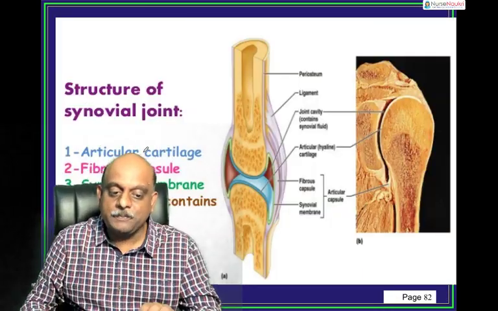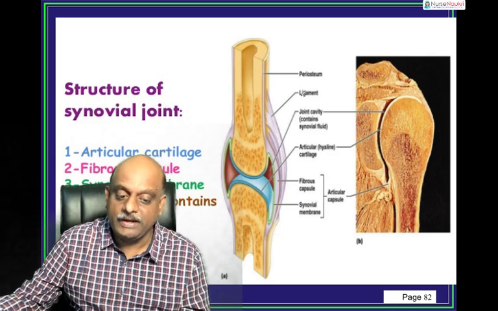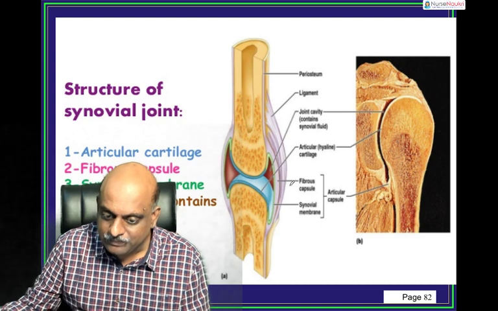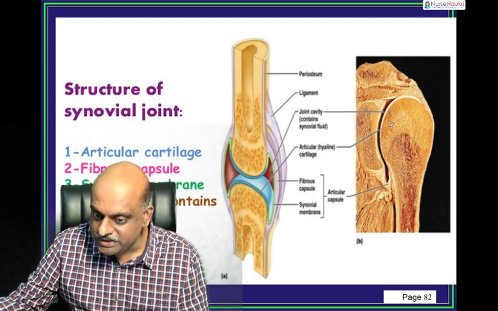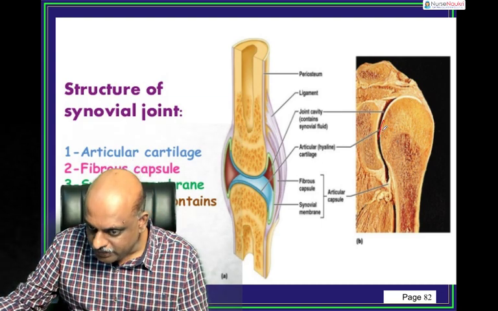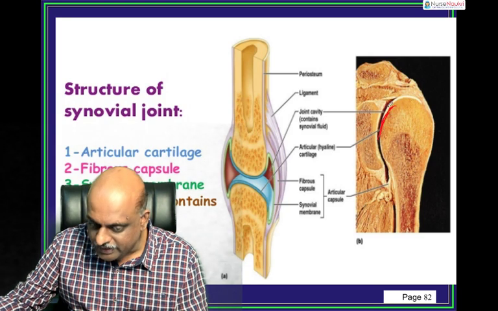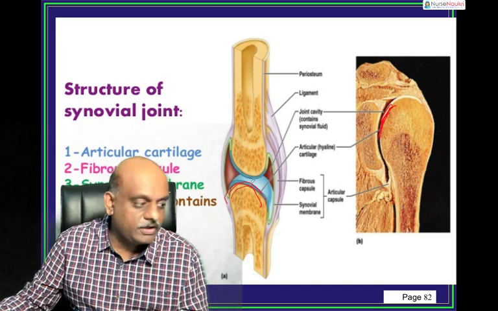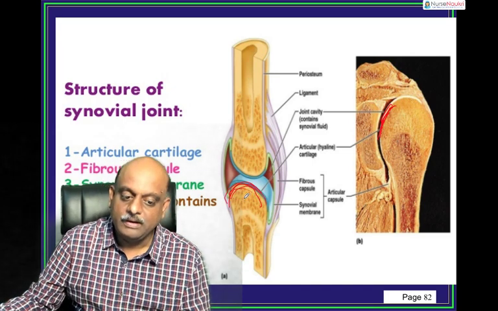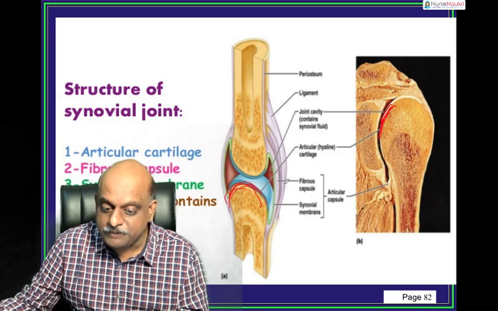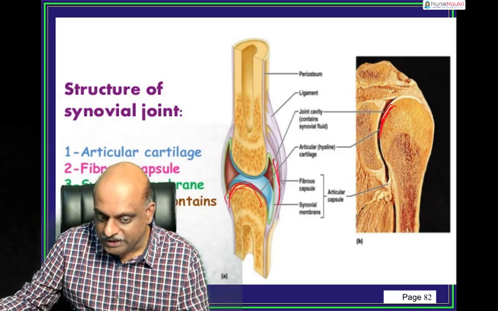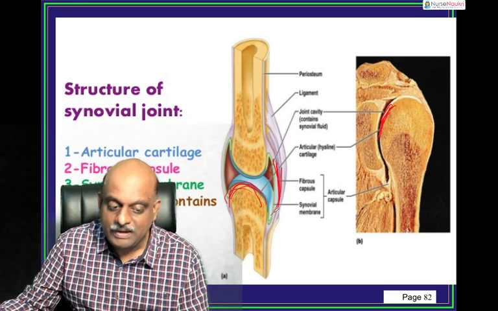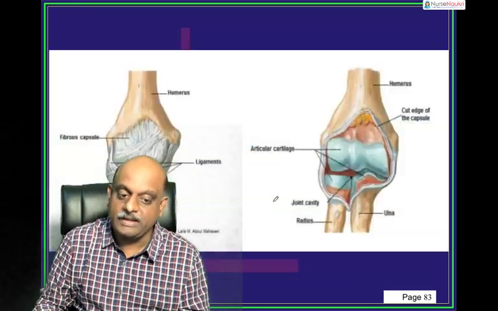So, अगर आप structure of a synovial joint देखें तो आपको एक articular cartilage होगा, right, doc? So this is the articular cartilage. Here अगर आप देखें तो this is the articular cartilage. Then there is a fibrous capsule as what you can see. Then there is a synovial membrane and the joint cavity. These are the components.